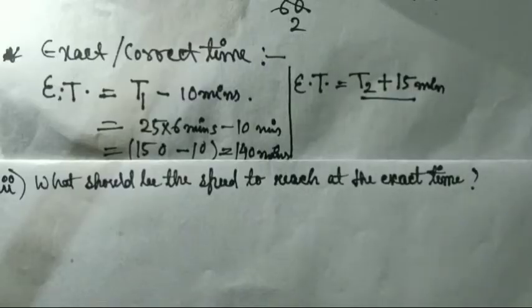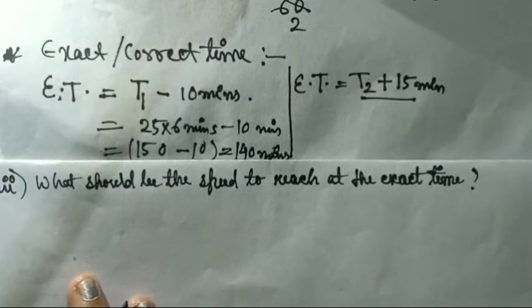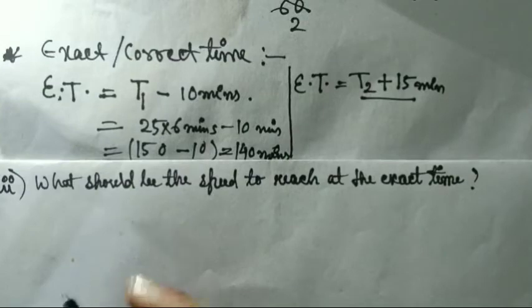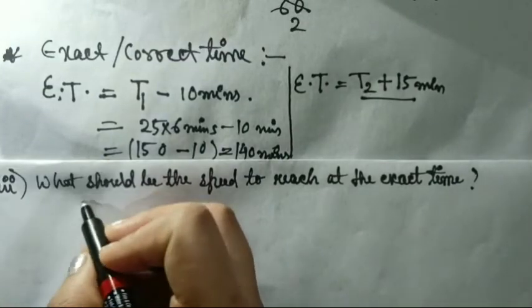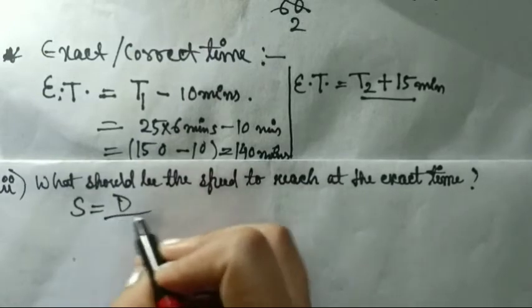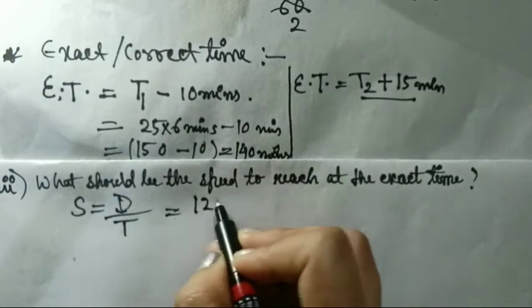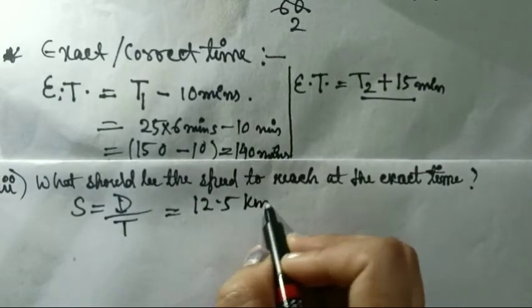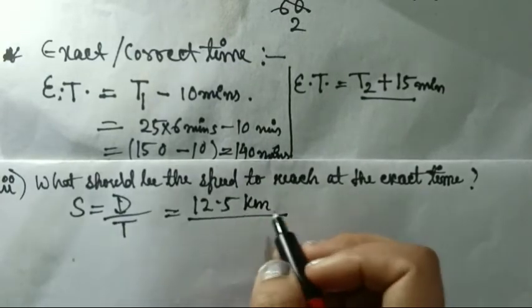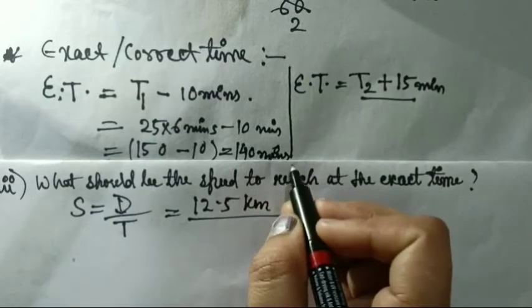Now the next question, the third bit that can be asked from this question, is what should be the speed to reach at the exact time. Alright, so speed equals distance by time. We know the exact distance, that is 12.5 kilometers, and we know the exact time, that is 140 minutes.